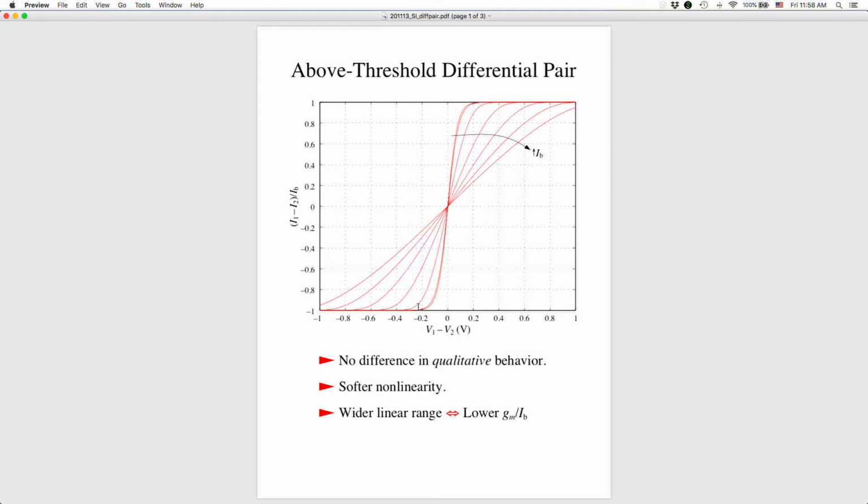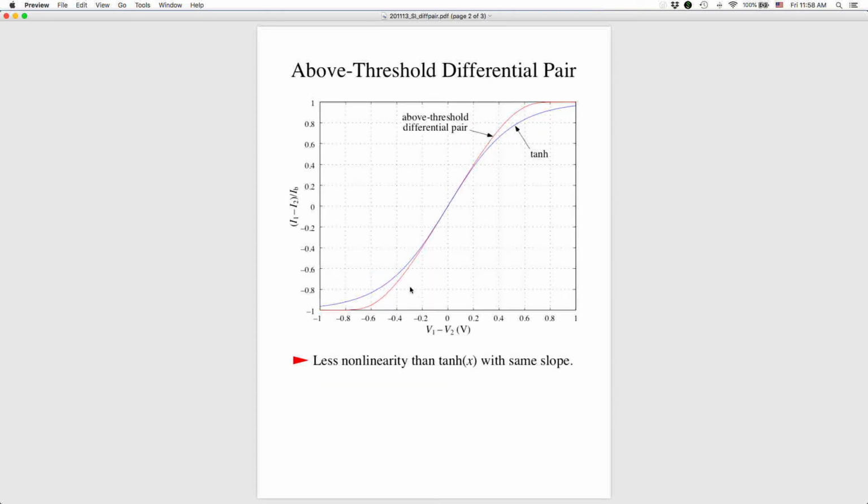So if we were to take one of these strong inversion curves and make a hyperbolic tangent whose slope of the tangent line here at the origin matches the above threshold diff pair characteristic, what we find is that if you imagine this is a linear transconductor that maybe clips at some point, so that there's a straight line transfer characteristic here, the above threshold characteristic stays closer to that straight line for a wider range of voltages than the hyperbolic tangent does, even though they have the same slope of the tangent line here at the origin.